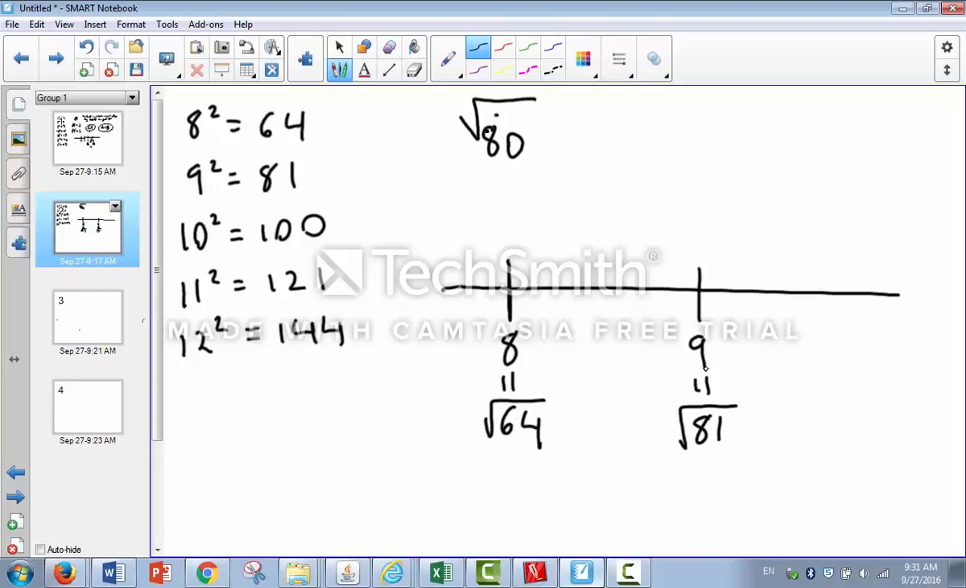Okay? And it's really close to the 9. I would guess, because 80 is only 1 off from 81, something like 8.9. That's my estimate.